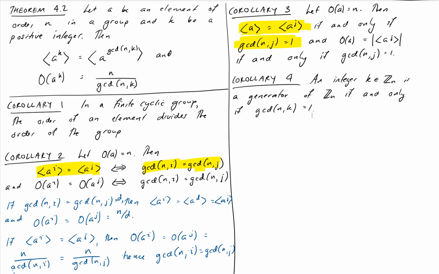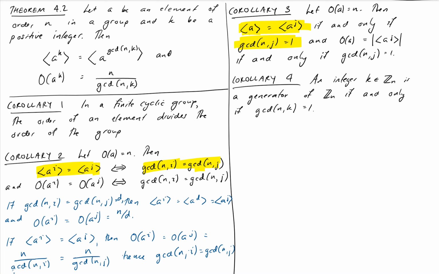And for reasons that will become apparent a little later, it's also worth stating this for Zn. It's exactly the same as corollary 3, but now we're treating a to be 1 and the order to be n, so we've got Zn as our group generated by 1, and we're saying that generators of Zn are only those numbers that are relatively prime to n. Okay, and this is actually the most useful version of this corollary because it turns out that all cyclic groups are actually equivalent in some way to Zn. So Zn is the only one we really need to think about.